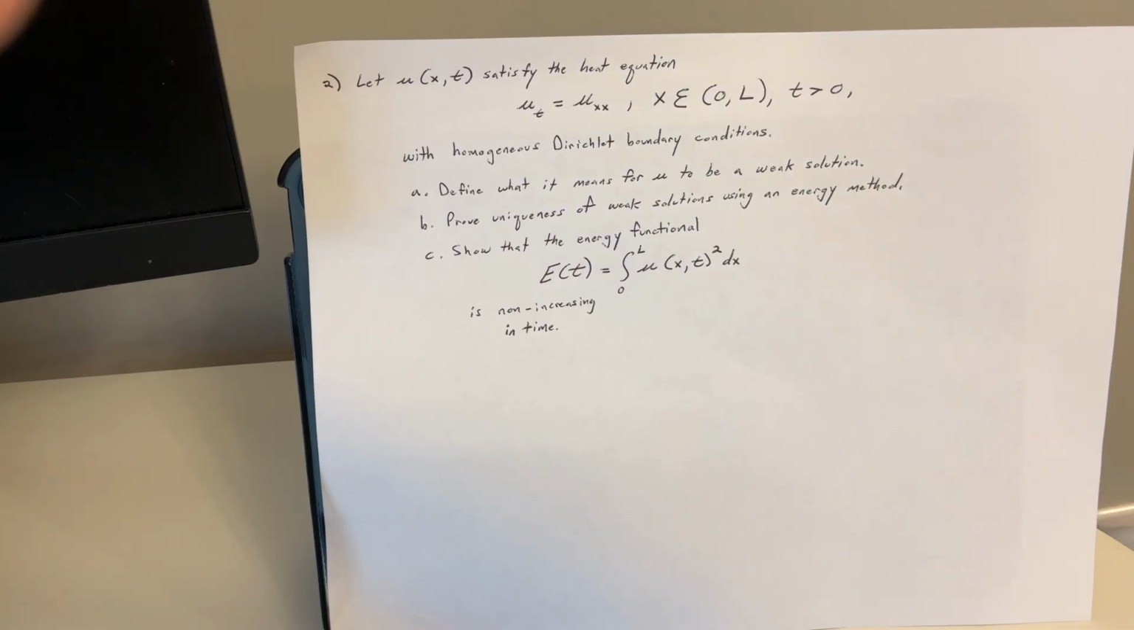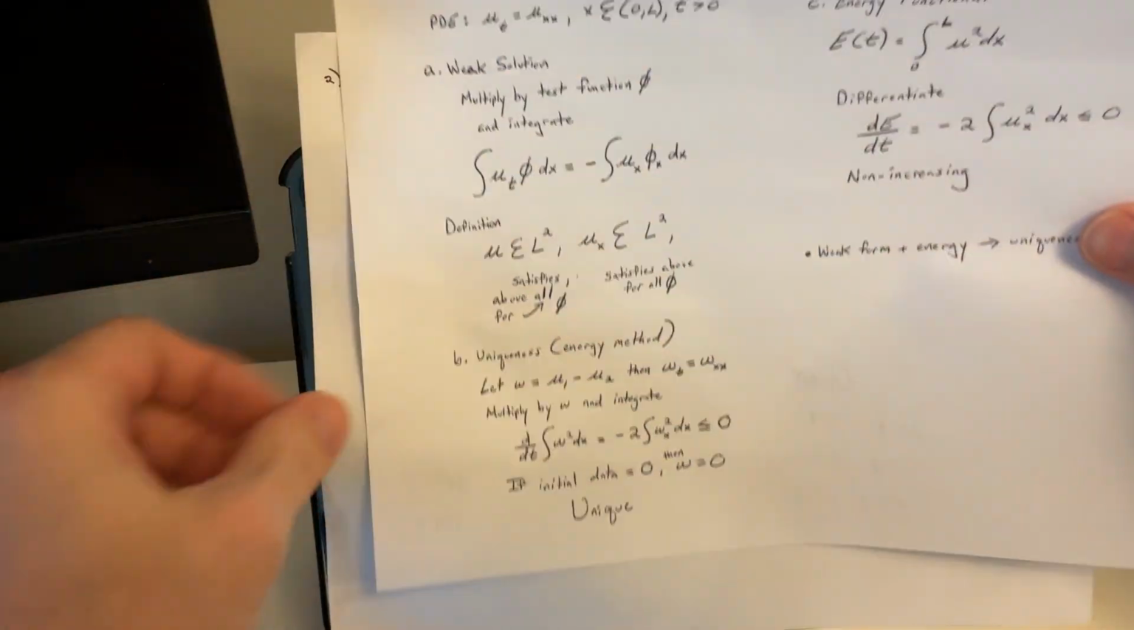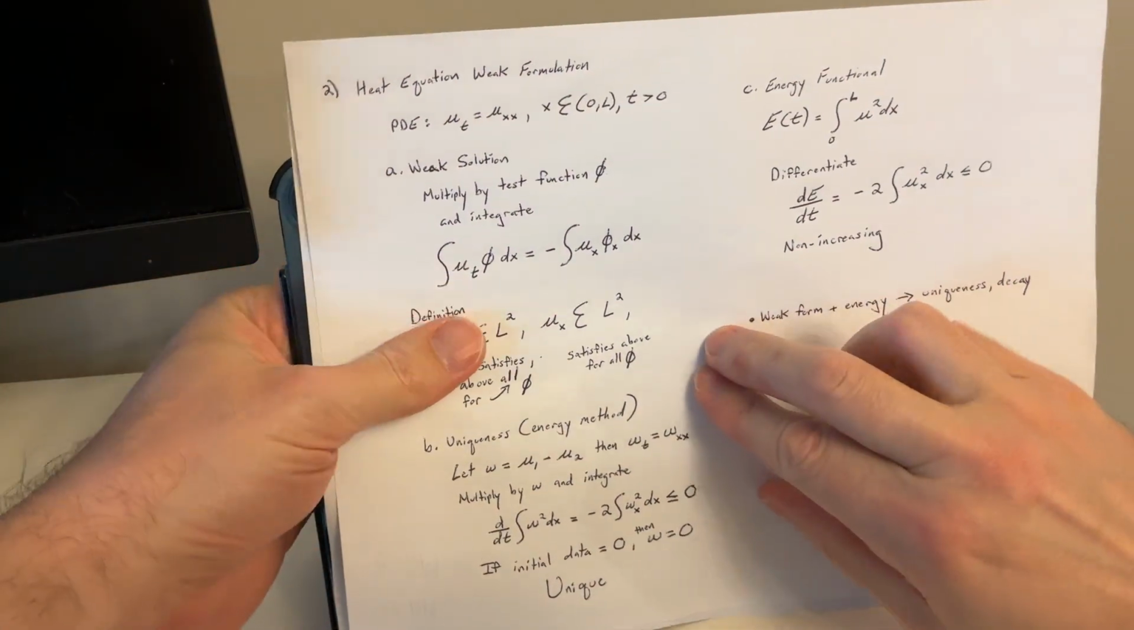We want to do these three parts: find what it means for u to be a weak solution, prove uniqueness of weak solutions using an energy method, and C, show that the energy functional E of t equals the integral from 0 to L of u of x, t squared dx is non-increasing in time. Okay, so that is what we're doing for this second one. So I'm going to put that here.